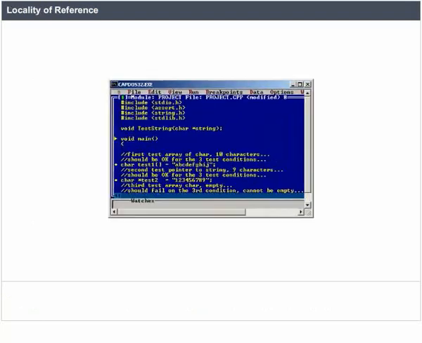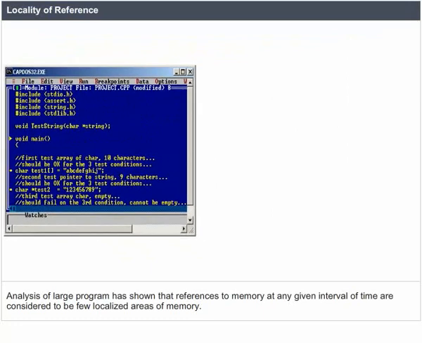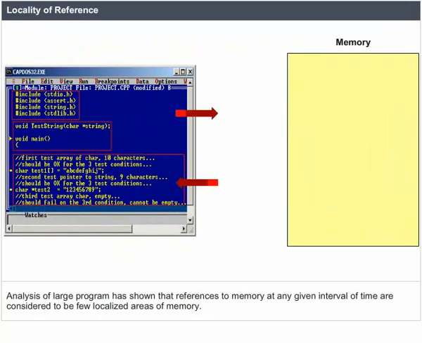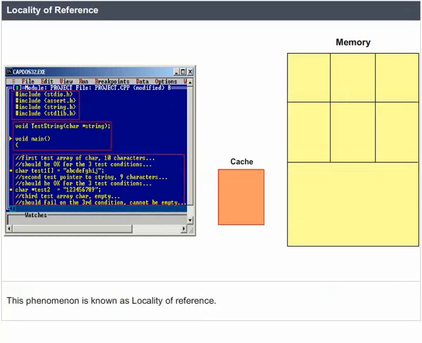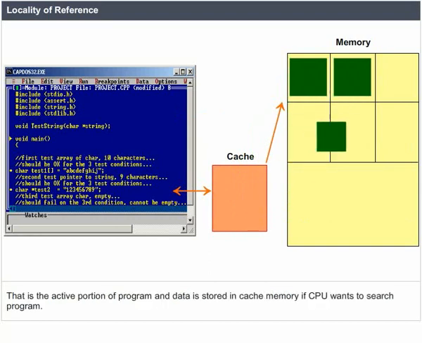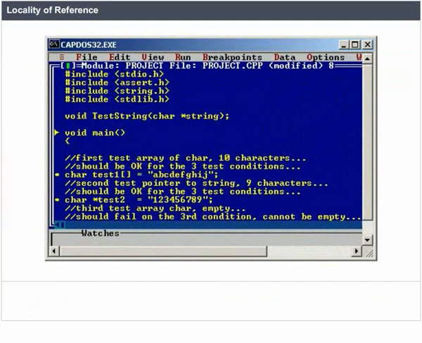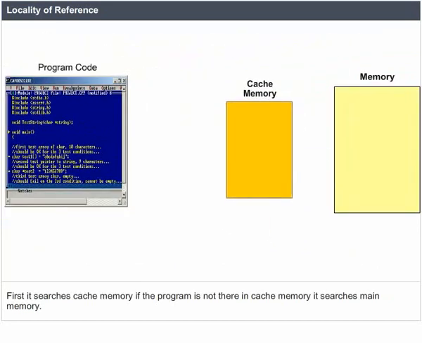Locality of reference. Analysis of large programs has shown that references to memory at any given interval of time are confined to a few localized areas of memory. This phenomenon is known as locality of reference. That is, the active portion of the program and data is stored in cache memory. If the CPU wants to search the program, first it searches cache memory. If the program is not there in cache memory, it searches main memory.